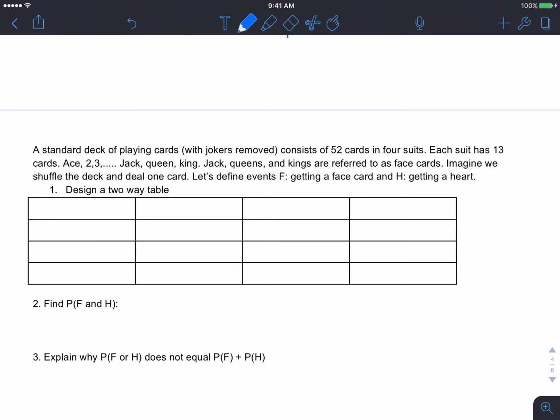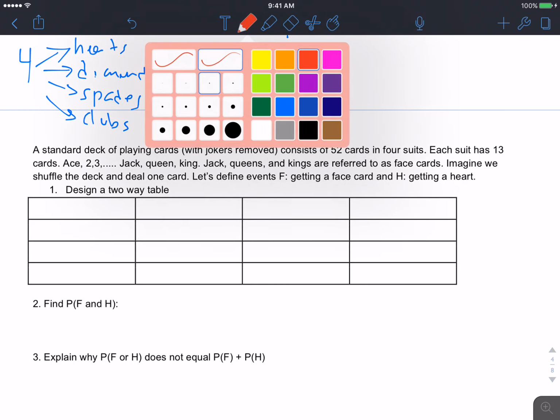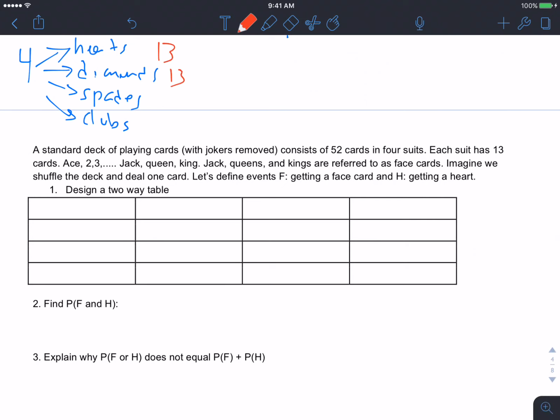We will take a look at some more two-way tables and probabilities. Hopefully you all know standard playing cards. There are four different suits: hearts, diamonds, spades, and clubs. There are 13 of each suit, so that makes a total of 52 cards. Hopefully you do know that, otherwise this problem might be kind of confusing.